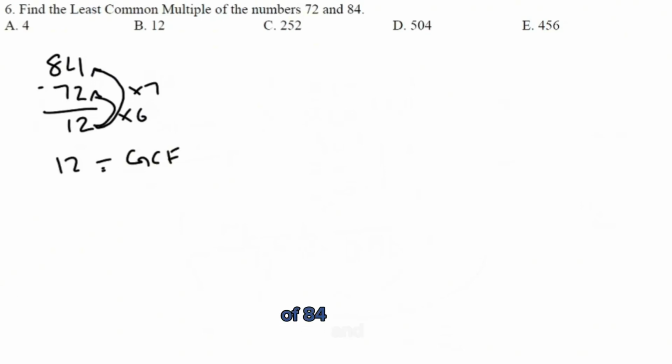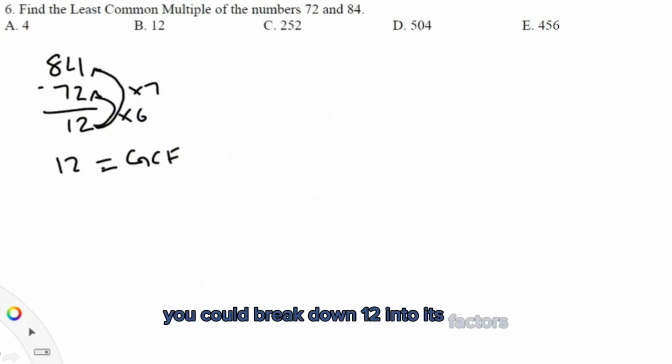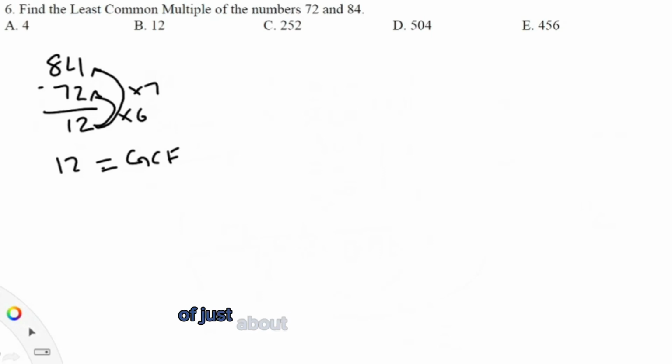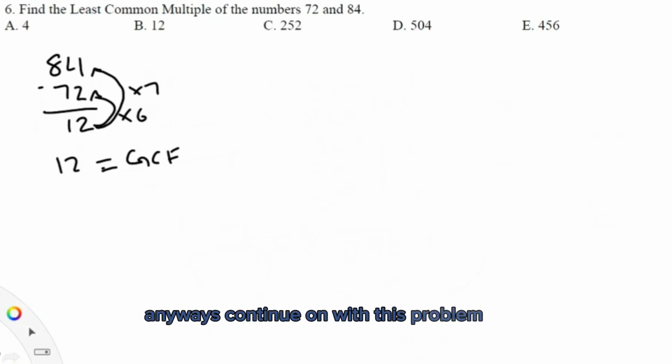So 12 is the greatest common factor of 84 and 72. However, let's say 12 wasn't, then what you could do is break down 12 into its factors and find the greatest factor that goes into both of these numbers. But that's for GCF. I have more on that in another video just about GCF and LCM problems. Anyways, continuing on with this problem, LCM.